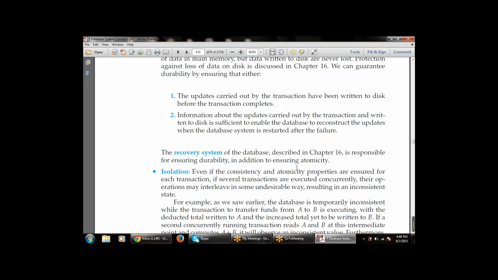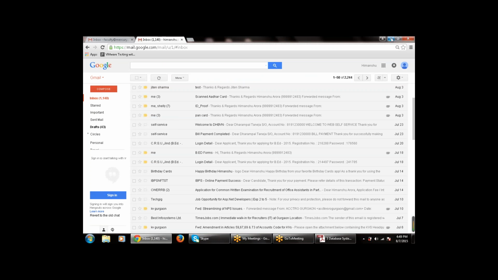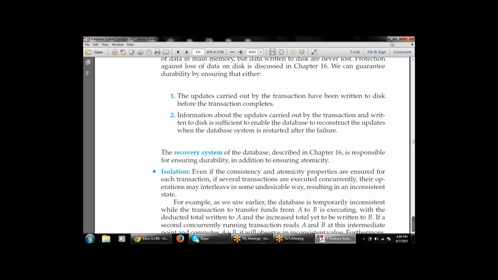Next is isolation, that is, a transaction must be executed in isolation. Even if the consistency and atomicity properties are ensured for each transaction, if several transactions are executed simultaneously, that is, in a concurrent way, their operations may interleave in some undesirable way. Their operations may interact with each other in some way that results in an inconsistent state.